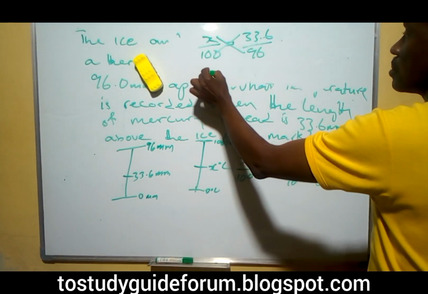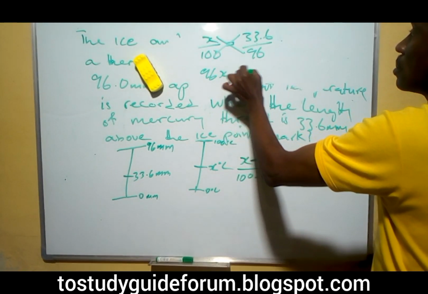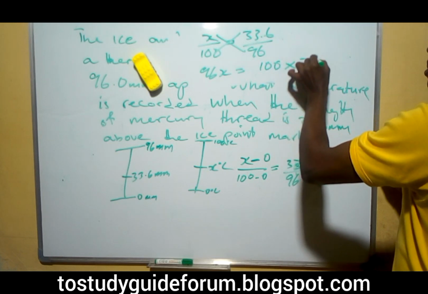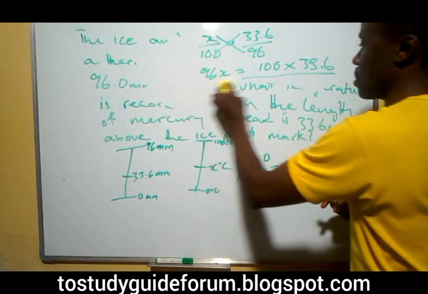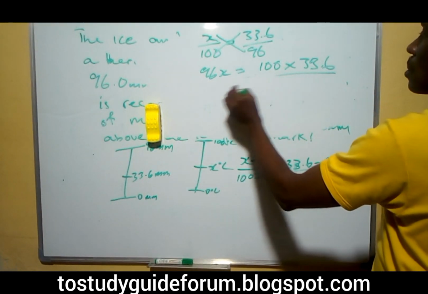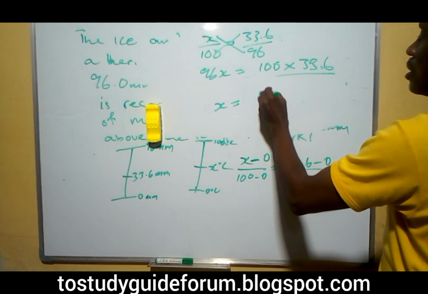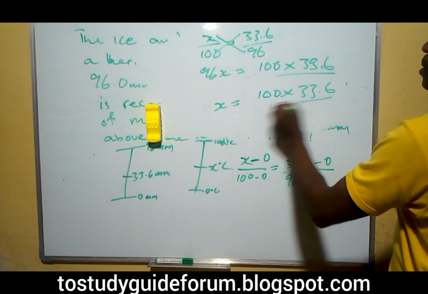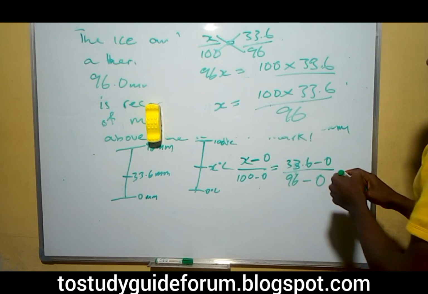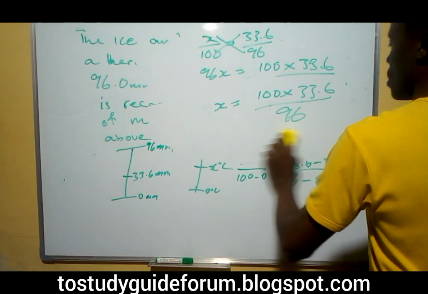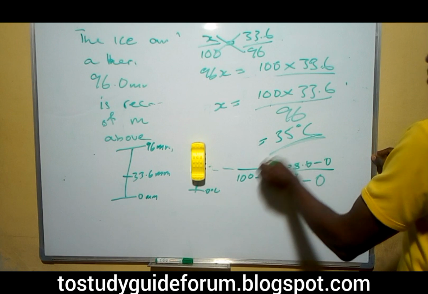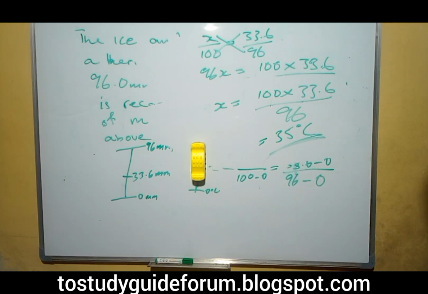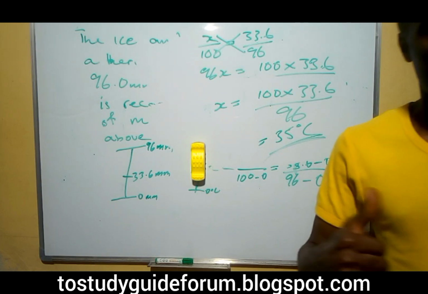cross multiplying, x will then be 100 over 96 times 33.6. Dividing it, you have the temperature will be 35 degrees Celsius.